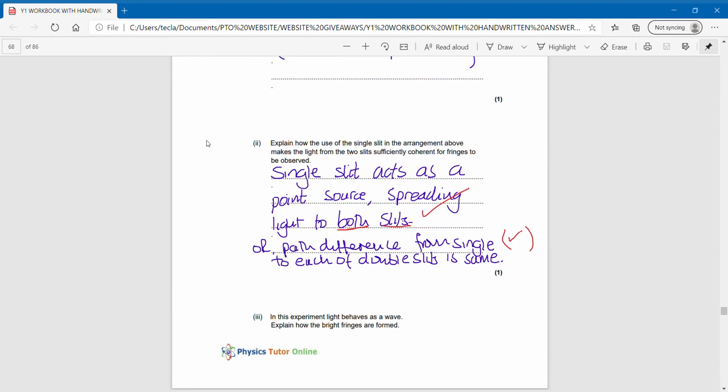Part 2. Explain how the use of the single slit in the arrangement above makes the light from two slits sufficiently coherent for fringes to be observed. So the single slit acts as a point source, spreading light to both slits, or the path difference from the single slit to each of the double slits is the same.